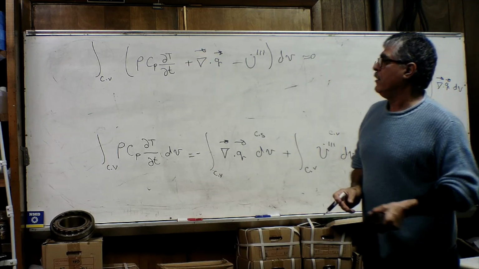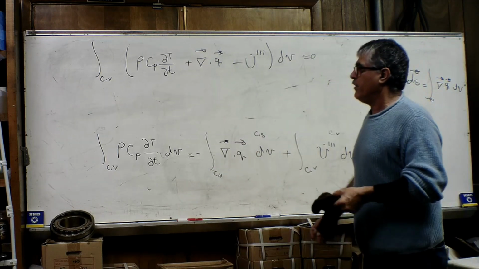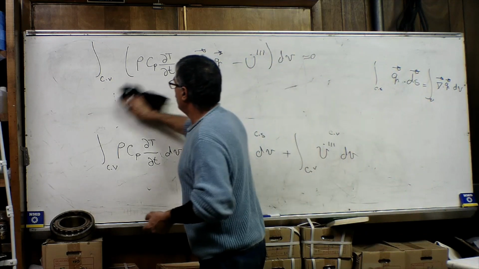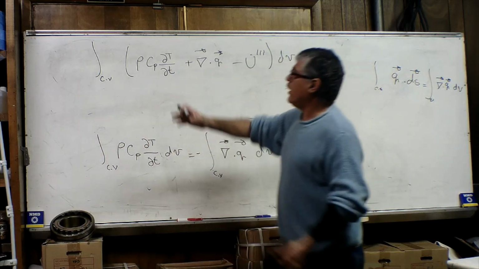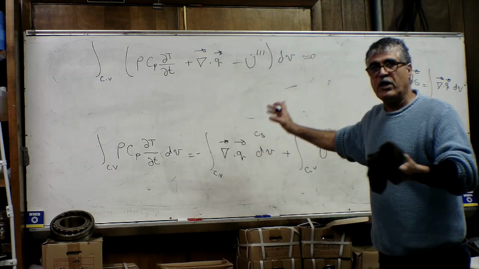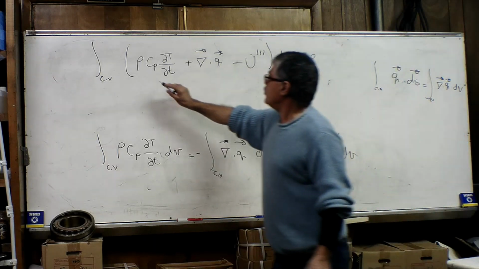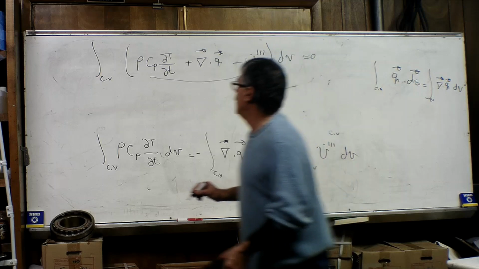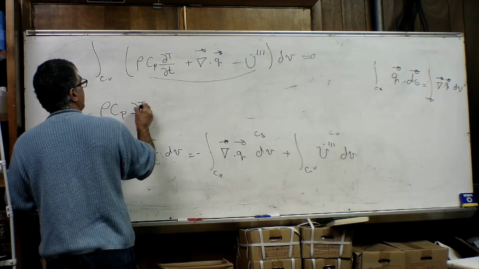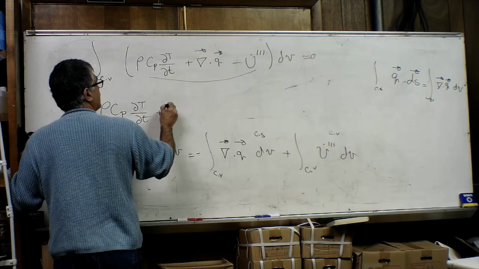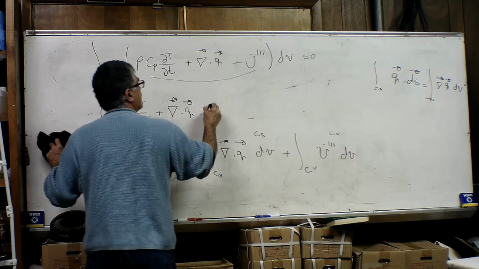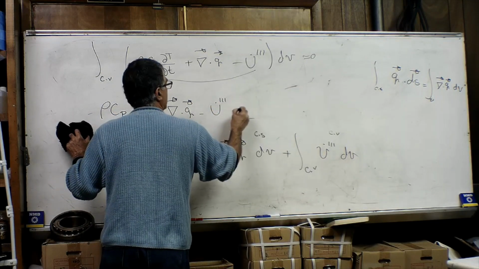Now, in order for us to reach here, we assumed the system with the control volume and control surface. Because of that, our integral cannot be arbitrary. So the only way that this equation can be 0 is if the integrand is 0. So rho Cp partial derivative of T with respect to time plus del dot Q minus U triple prime is equal to 0.